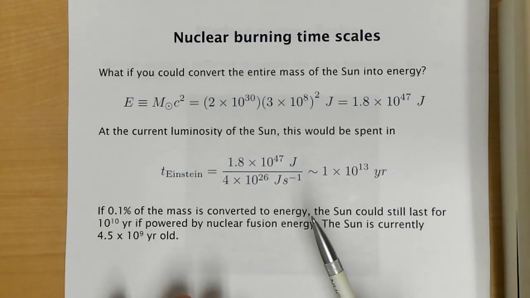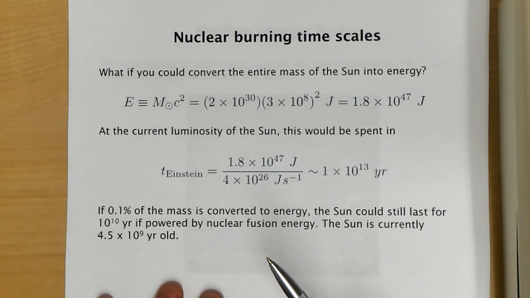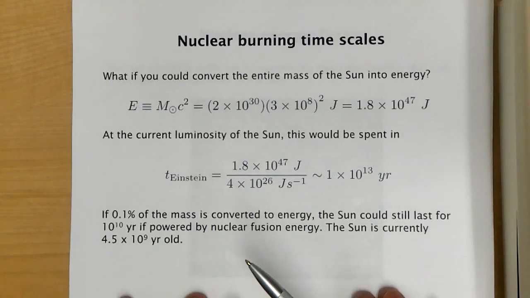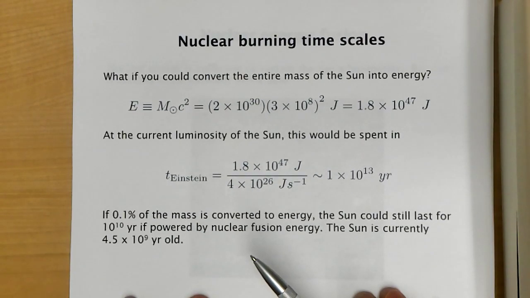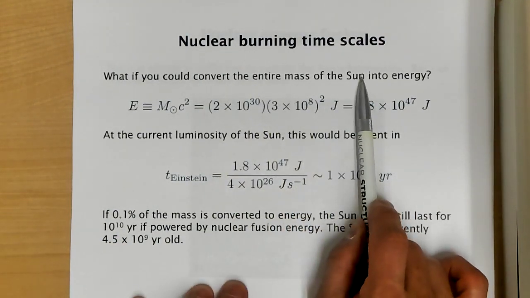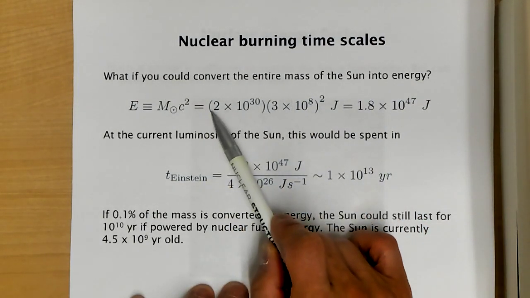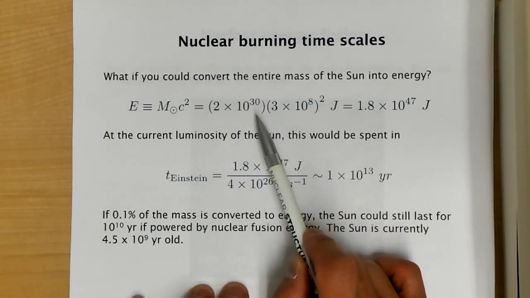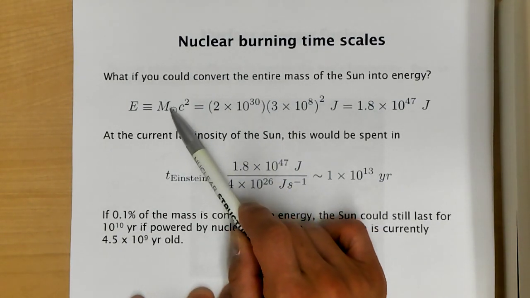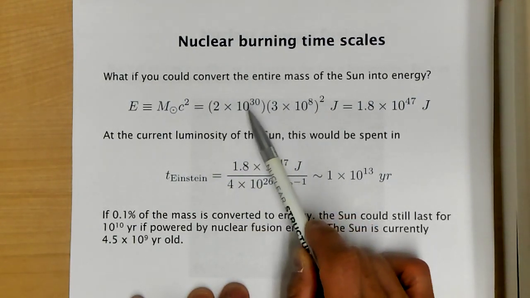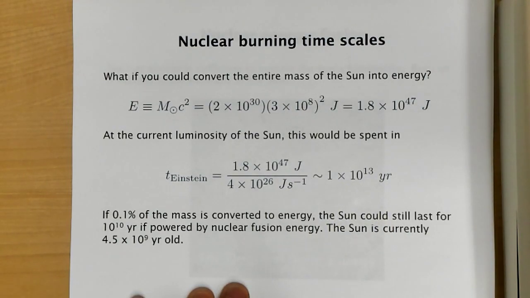Now, let's do a very simple estimate of the energy scales and the time scales for our sun. Suppose we could convert the entire mass of the sun into energy. The mass of the sun is about 2 times 10 to the 30 kilograms, and the rest energy would then be just mc squared, with c being 3 times 10 to the 8th. Multiply these together, you get 1.8 times 10 to the 47 joules.